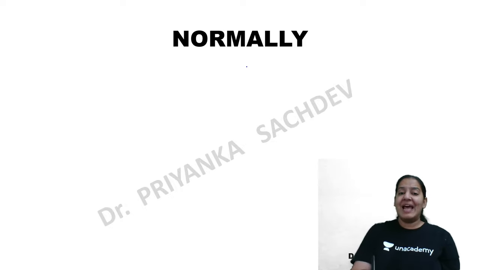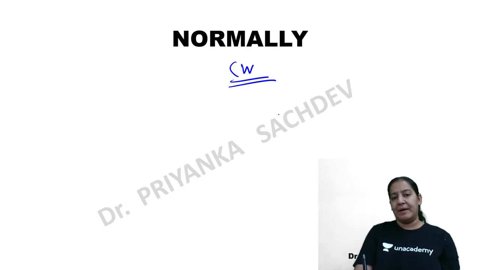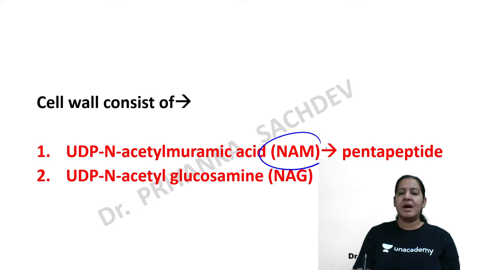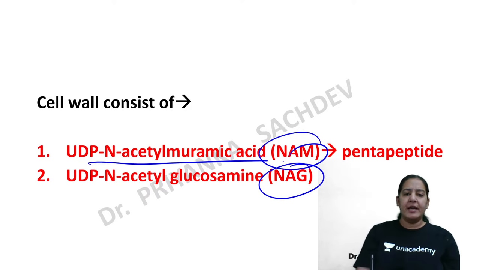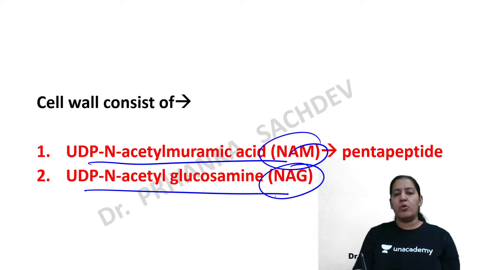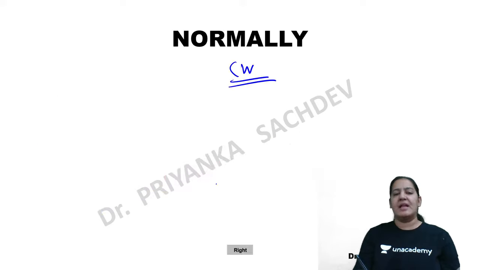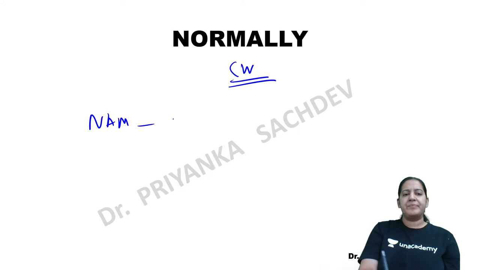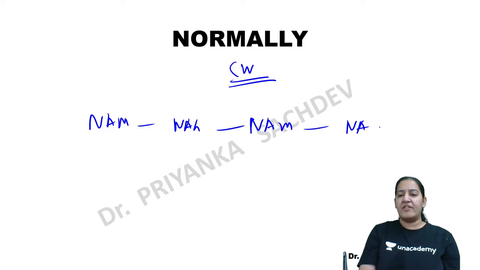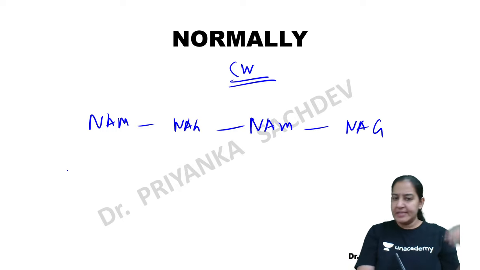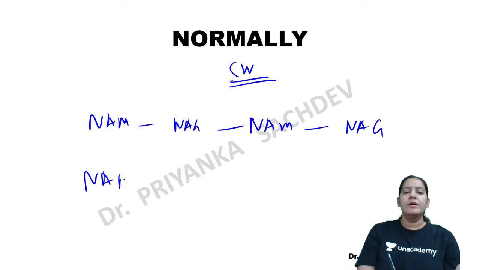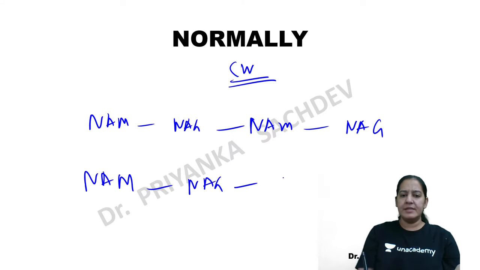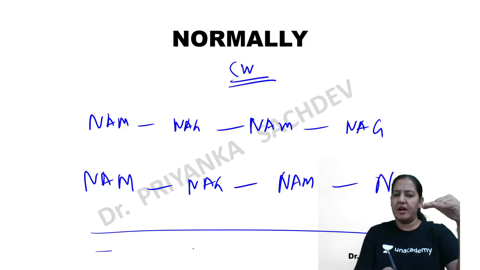So the cell wall in a bacteria is a polymer of two monomers. The two monomers are NAM and NAG: N-acetylmuramic acid is NAM and N-acetylglucosamine is NAG. So alternate NAM, NAG, NAM, NAG. This is the diagram of the cell wall. This is one row. Let's draw a second row. So this is NAM, this is NAG. This is NAM and this is NAG. Now there are two rows. Likewise, there are multiple rows.